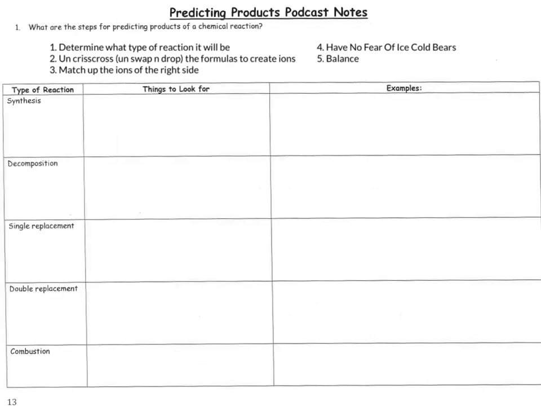Predicting products of a chemical reaction is definitely advanced material. But if you can do bonding and you can determine the type of reaction, then you can definitely predict products. There's a couple of steps that I like to go through for being able to predict what's going to happen in the chemical reaction. So the steps are, first you have to determine what type of reaction it's going to be. That will kind of guide you into the products. You have to crisscross or uncrisscross the ions that are given to you and match them up on the right side.